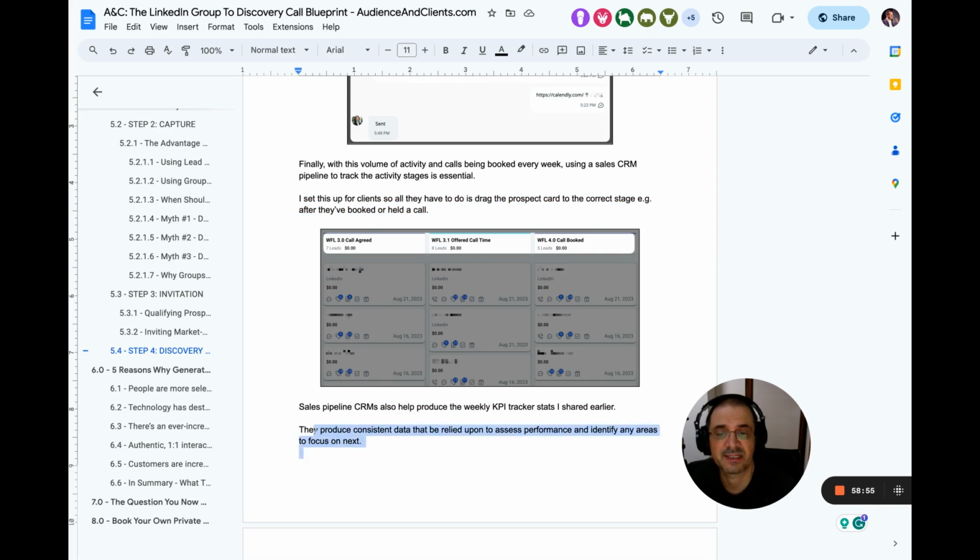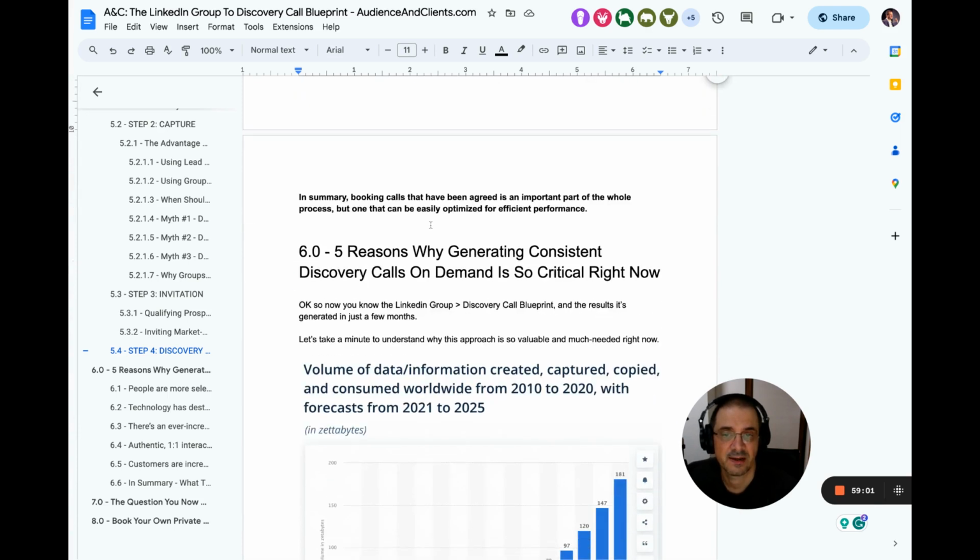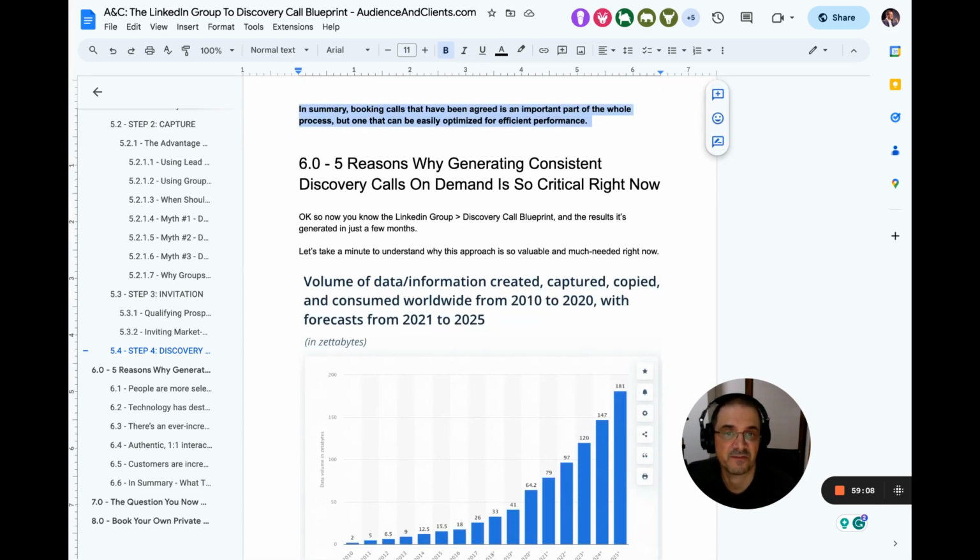They produce consistent data that can be relied upon to assess the performance and identify areas to focus on next. So in summary, booking calls that have been agreed is an important part of the whole process, one that can be easily optimized for efficient performance.